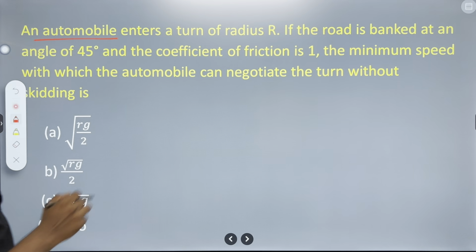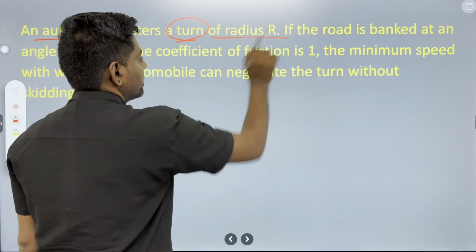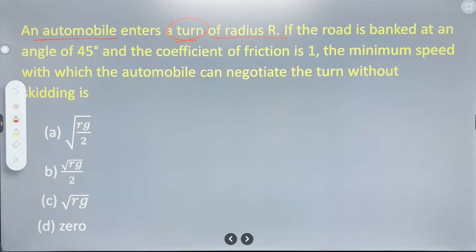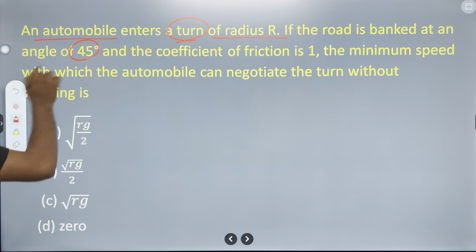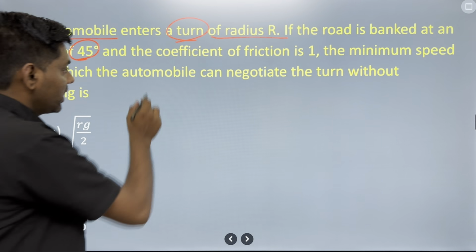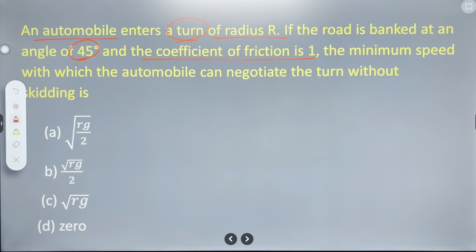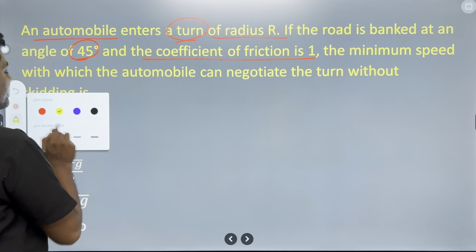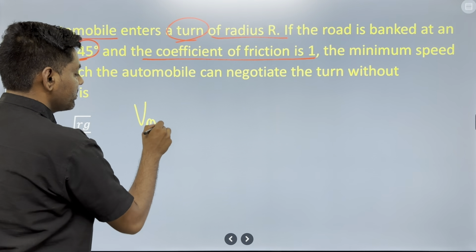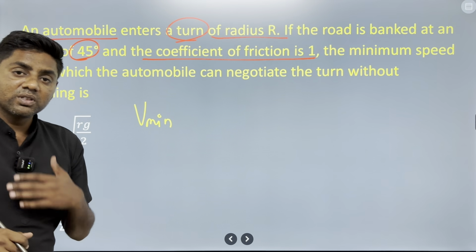An automobile enters a turn. Turn means circular motion, and its radius r is given. Banked at an angle of 45 degrees. Coefficient of friction is 1. Then find the minimum speed with which the automobile can negotiate the turn without skidding. So we have to remember the formula of minimum speed. What is the formula of minimum speed? You have to remember three formulas.